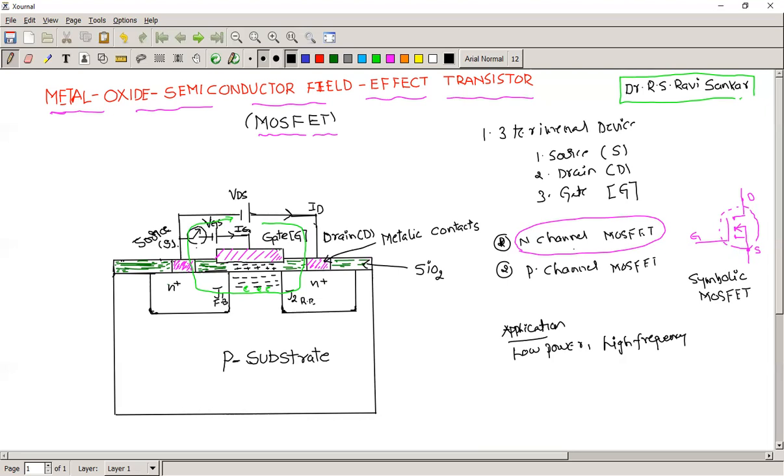Now we are going to study the different characteristics of a MOSFET. The full form of MOSFET is metal oxide semiconductor field effect transistor. Now we are going to study the characteristics of a MOSFET. Basically, there are two types of characteristics: one is input characteristics, another one is output characteristics.